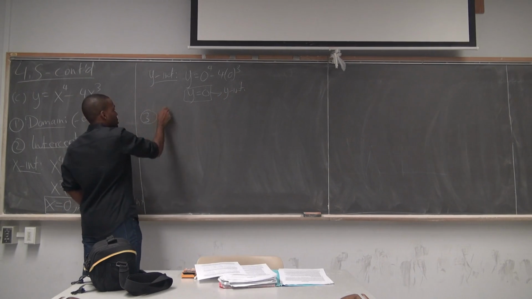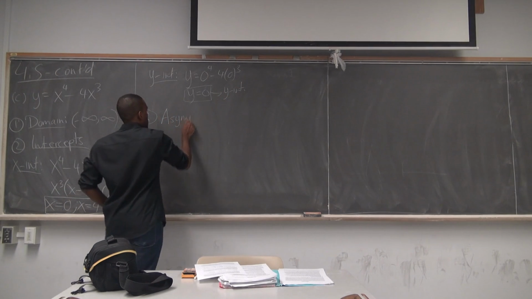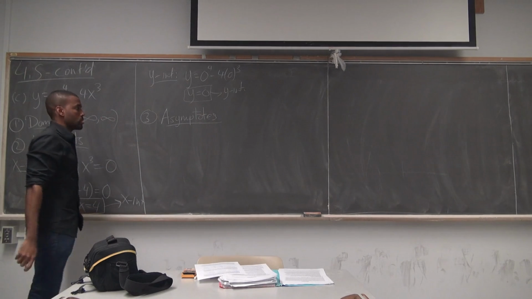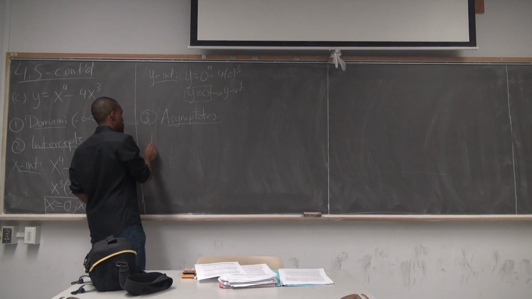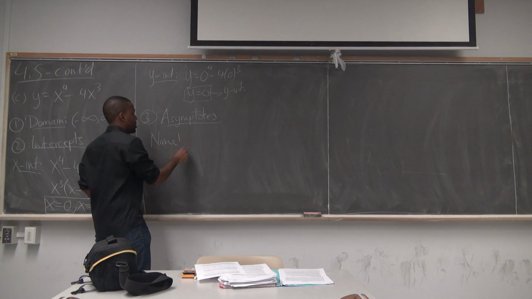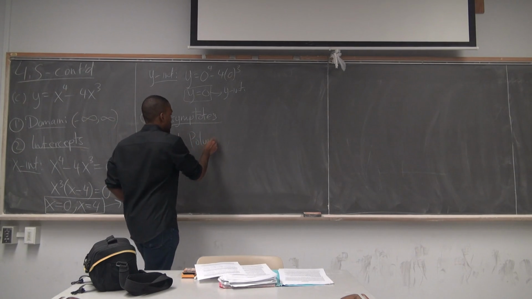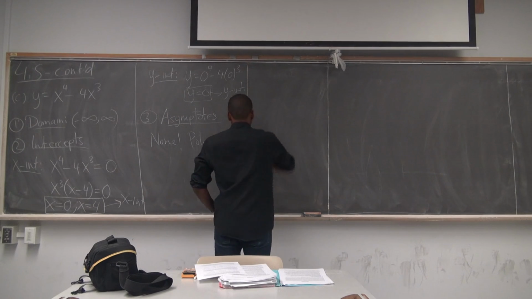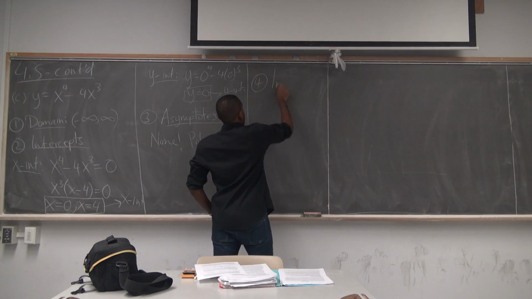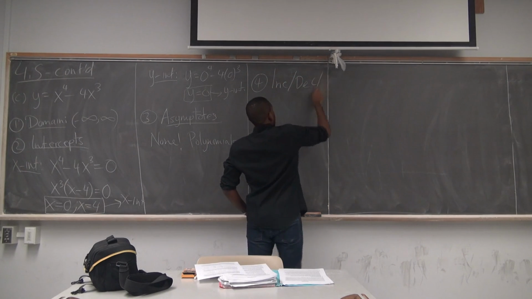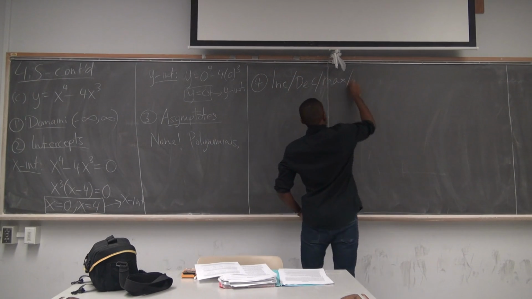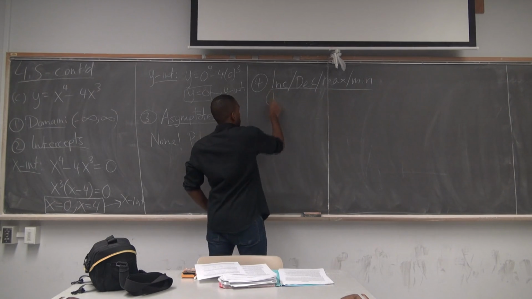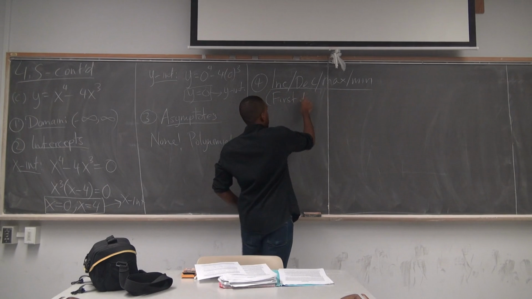Third step, asymptotes. How do I find those? None. How do we know? Polynomial. Don't even have to check. We know that polynomials do not have asymptotes. Moving on. Step 4. Increasing, decreasing, maximum, minimum. How do we find that? Take the derivative. Right, we are going to do the first derivative test.